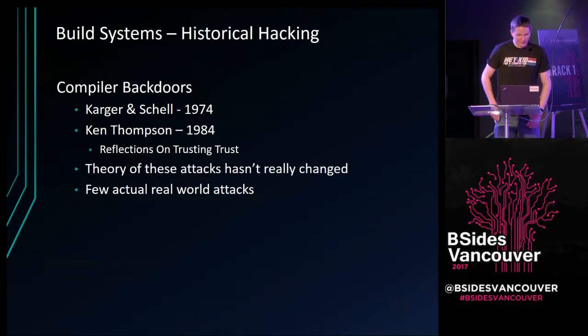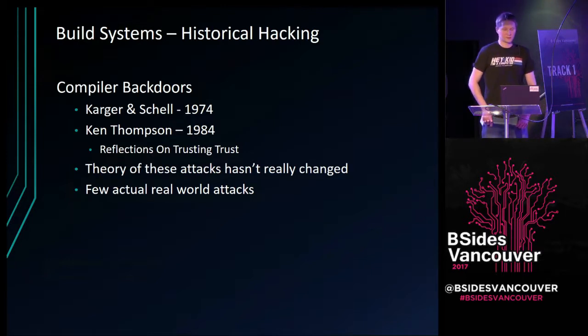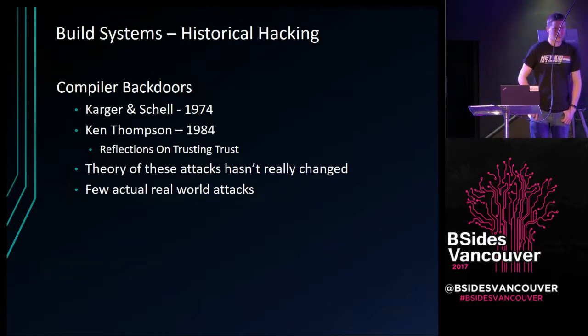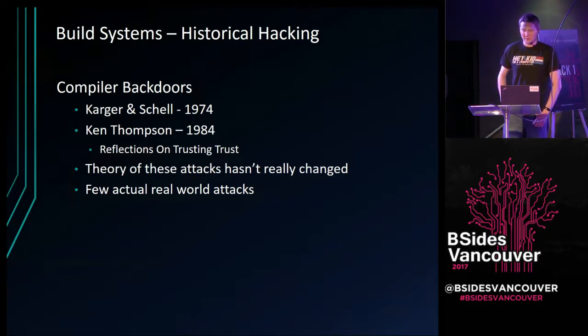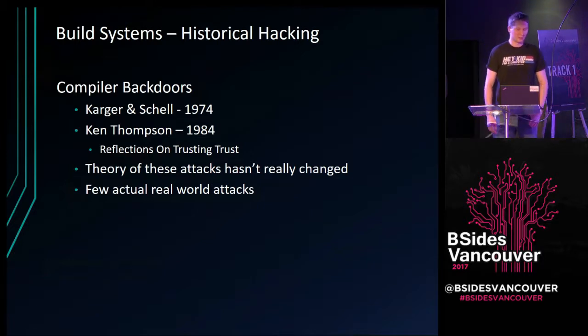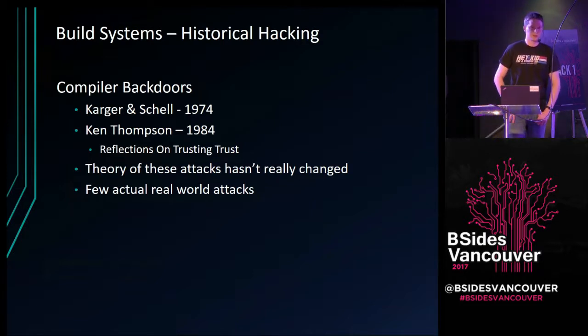Later on then, in 1984, Ken Thompson from Bell Labs published what was a popular paper, and it's still a popular paper to reference, called Reflections on Trusting Trust. He basically detailed that concept a little bit further and put it in a paper, and people liked papers. And so the theory of these attacks really hasn't changed since 1974 or 84, depending which one you like to reference. You can still backdoor a compiler and have it backdoor everything it builds, and ruin the chain of trust that way. But practically speaking, there hasn't been a lot of real-world attacks using this methodology.